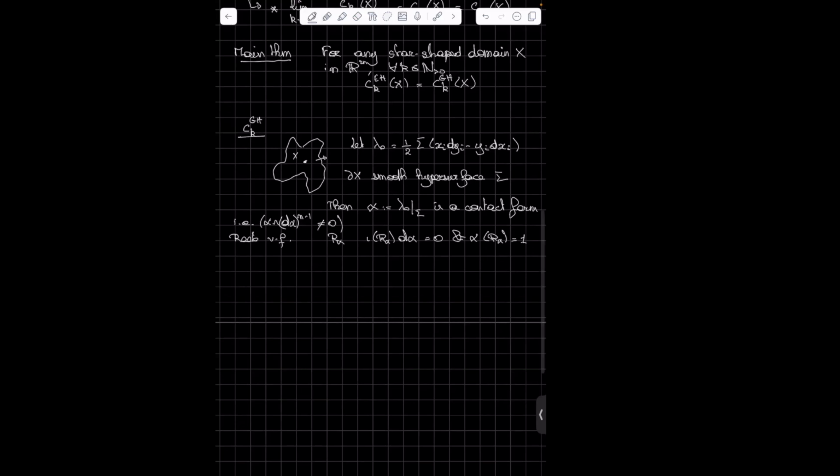Yeah. And then a periodic orbit of the Reeb vector field is a map. So a periodic orbit, I want to say a periodic Reeb orbit, is a map gamma from S1 to R2n such that gamma dot is R alpha at the point gamma of t.